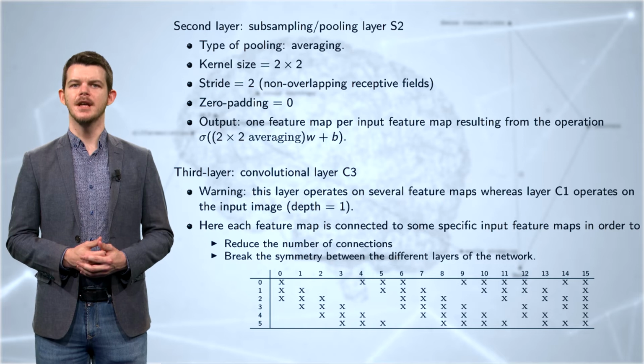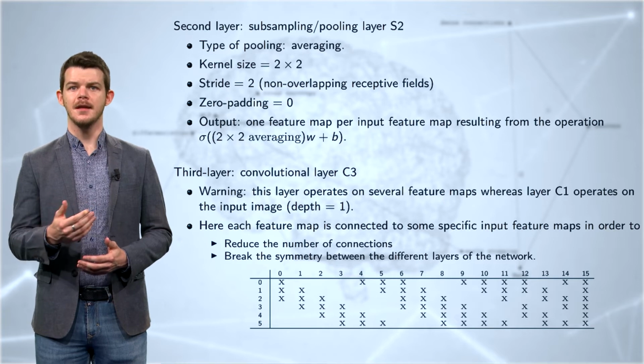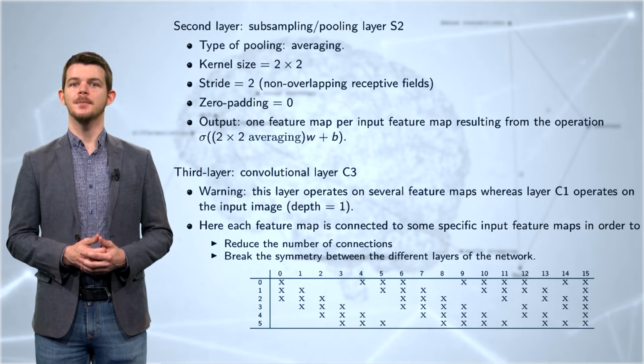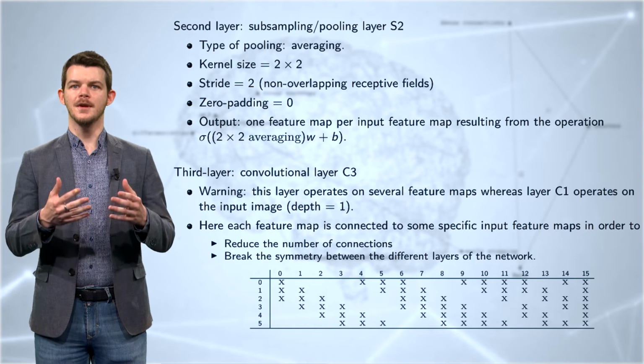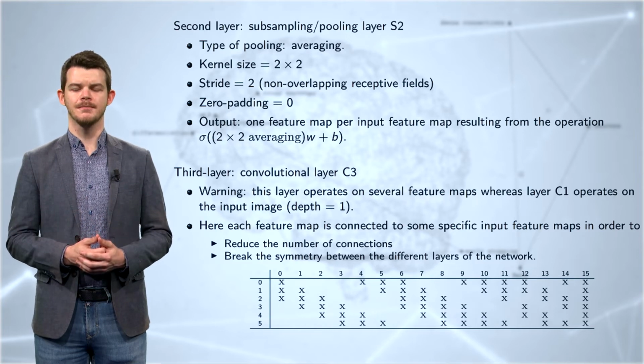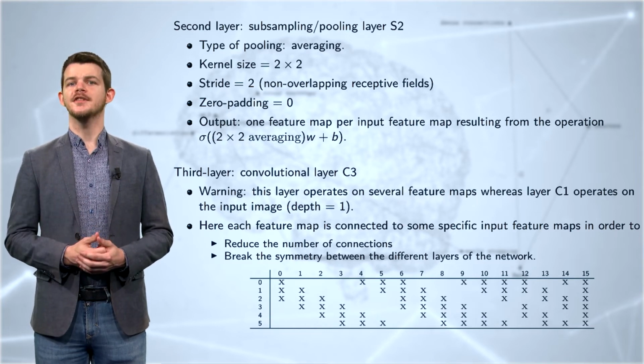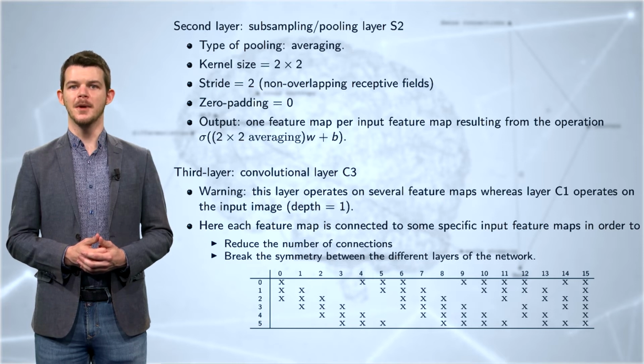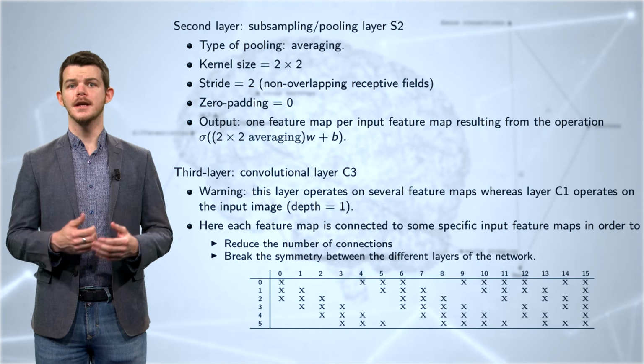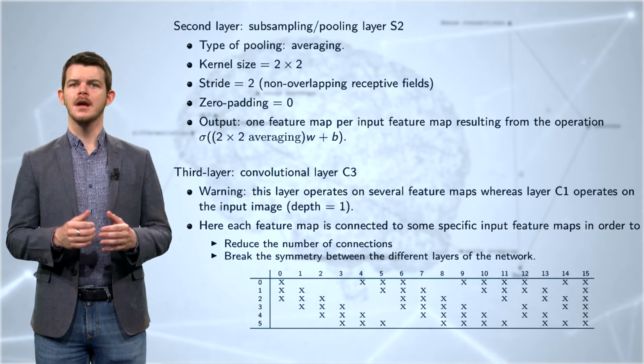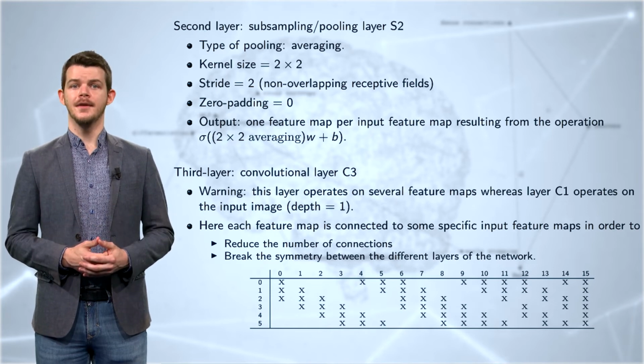You can see in each row the input feature maps and in each column the output feature maps. The crosses mean that a given output feature map is obtained by applying a kernel on the given input feature maps. For example, the first output feature map is obtained by applying convolution on the input feature maps number 0, 1, and 2 only. This has several advantages.